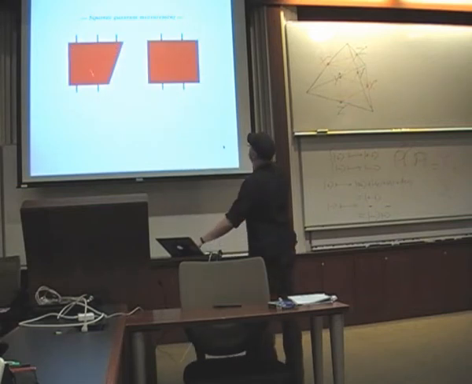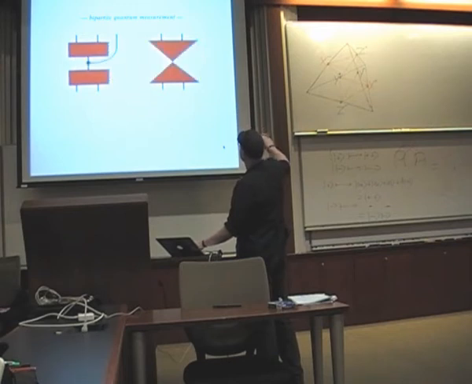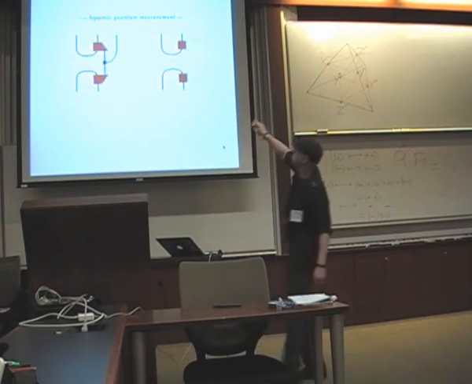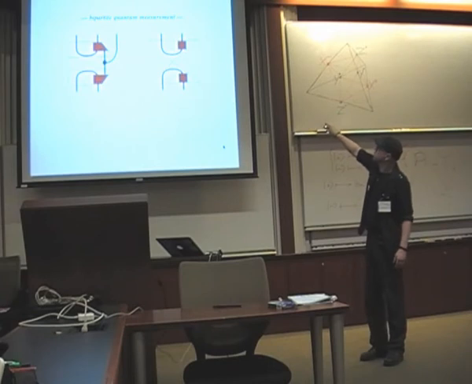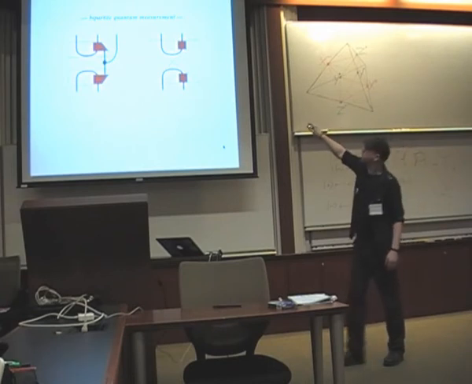Now, what is a bipartite quantum measurement? Here is a bipartite quantum measurement. This is a projector. We can analyze the projector as follows. So a bipartite quantum measurement must look like this. Yeah? This is a bipartite quantum measurement. This is like a projector, a bipartite projector.